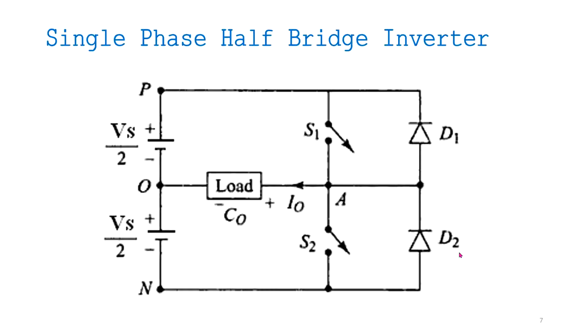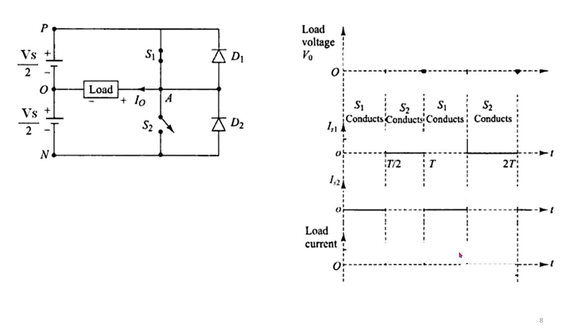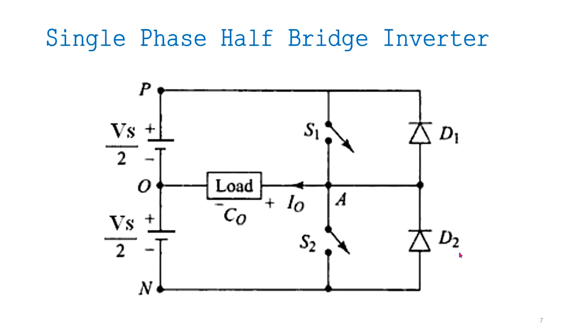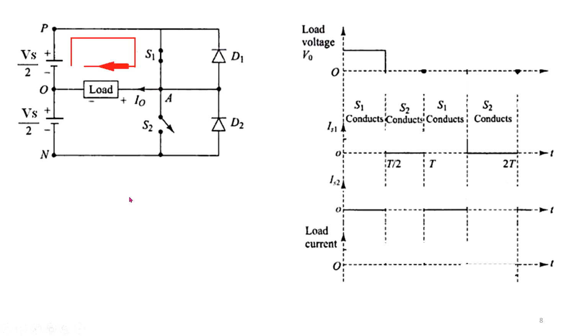Why it is called half bridge, I will let you know. As you know, for the complete bridge we needed 4 diodes. Now here we have 2 diodes and 2 switches. Load and supply is divided like this. The source voltage divided by 2 is fed to one, and source voltage divided by 2 is fed to the other. This is just a symbolic representation. Let's see.